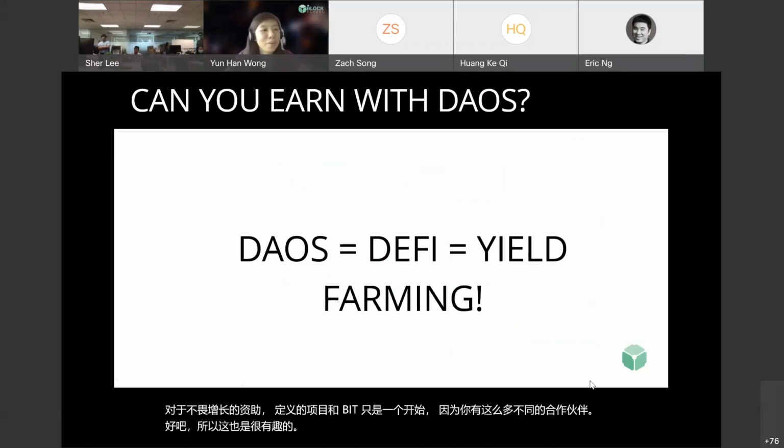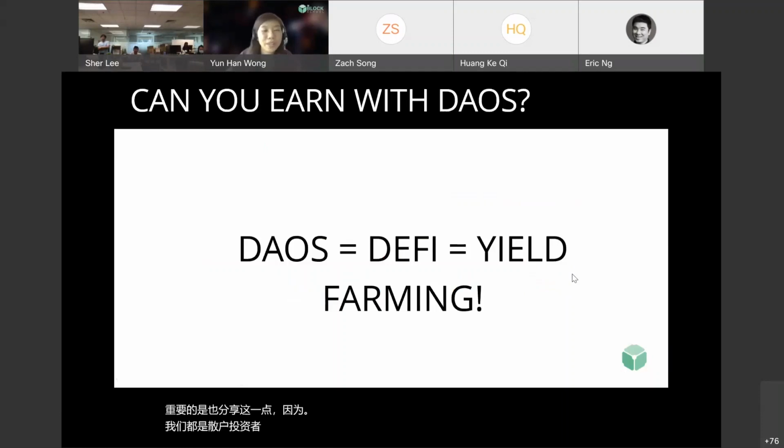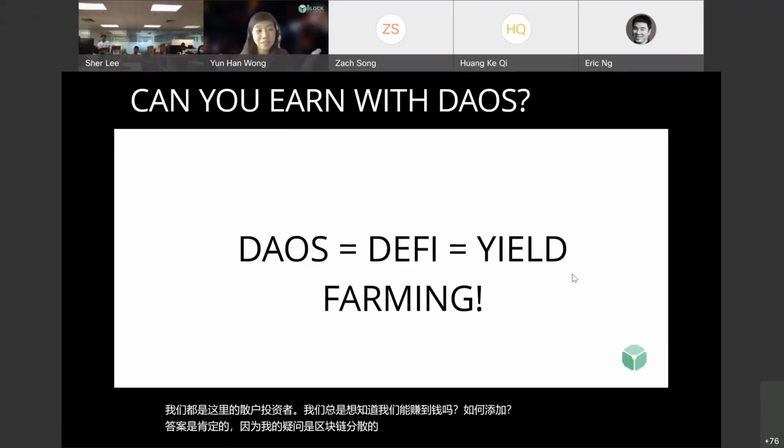And now, before we end our session today, it's important to also share on this because we are all retail investors here. We always want to know, can we earn? So my question here is, can you earn with DAOs? How can you earn? The answer is yes, because what are DAOs? DAOs are protocols on a blockchain, decentralized governance, which is part of DeFi as well. And how can you earn from a DAO?